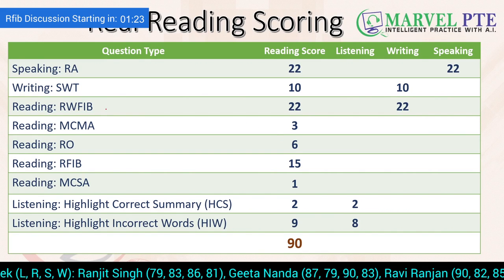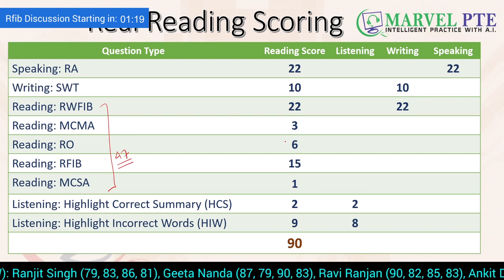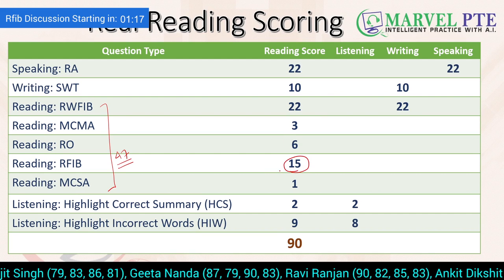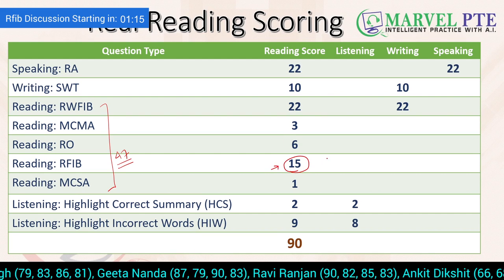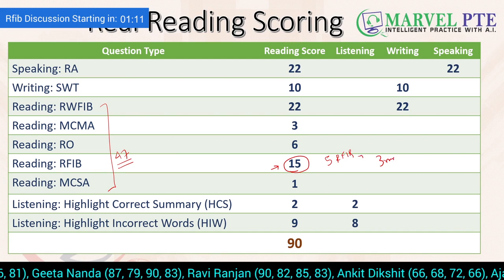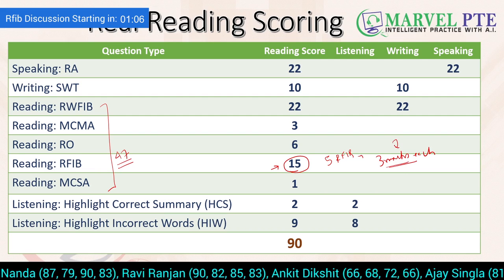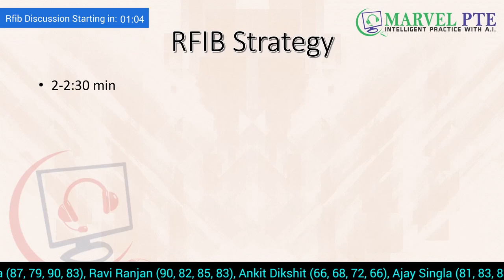So if you see, the reading module just contributes 47 marks, and of that 15 marks come from reading filling the blanks. So if you get 5 RFIBs, those are 3 marks each. So that's why it's important to understand how to solve your reading filling the blanks.